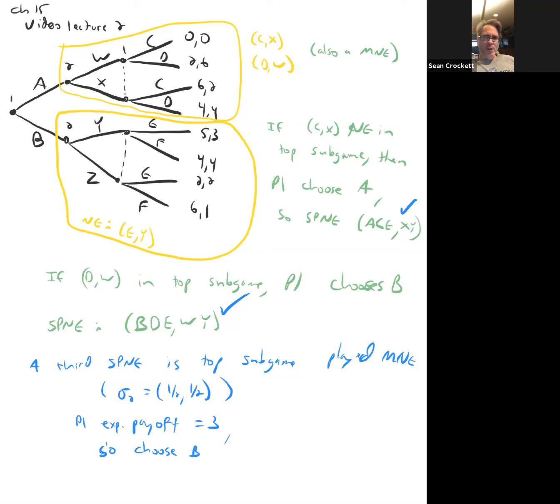Someone just posted: why is CX an equilibrium in the top, but not FZ in the bottom?